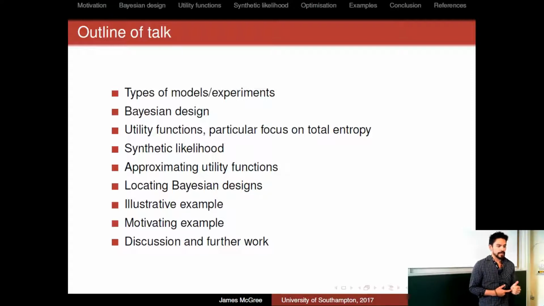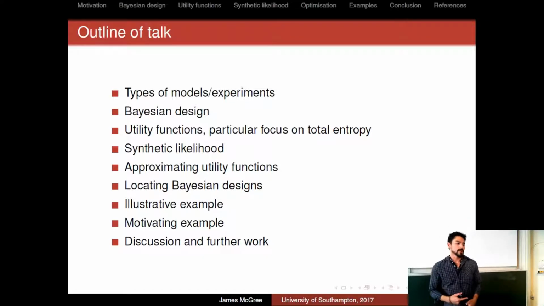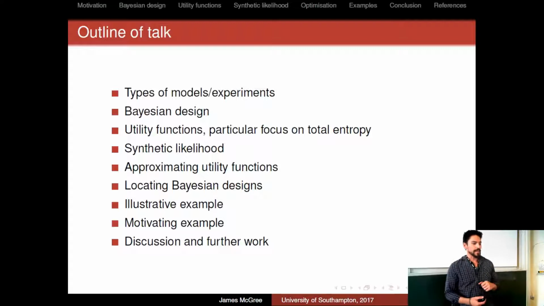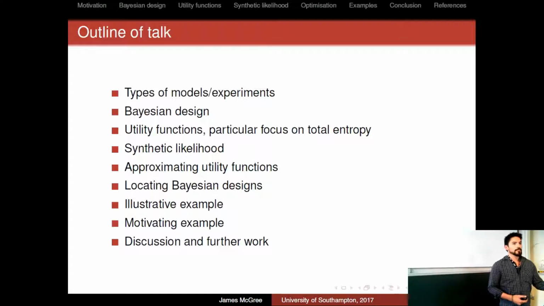We'll then move on to talk about utility functions, and again, we have a particular focus on the total entropy utility. Then look at an inference framework called synthetic likelihood, and then look at how we'll approximate our utility functions in this inference framework. Then look briefly at how to locate Bayesian designs. So this is not the focus of the talk, but I thought I should have at least one slide on optimization. So that's in there.